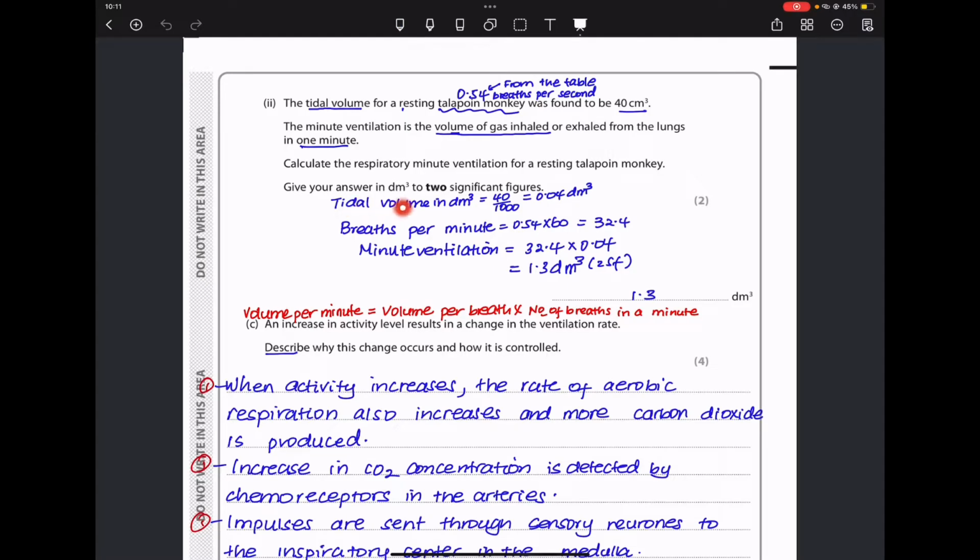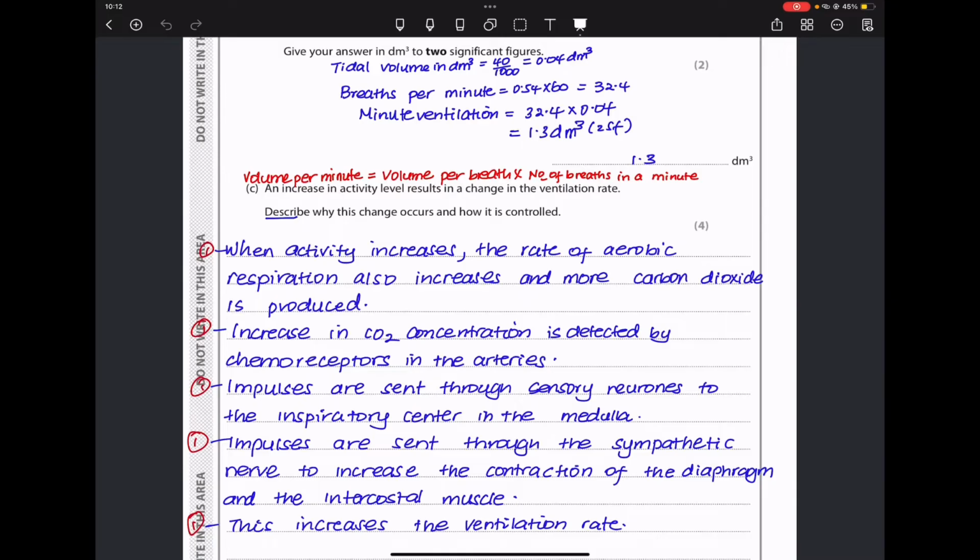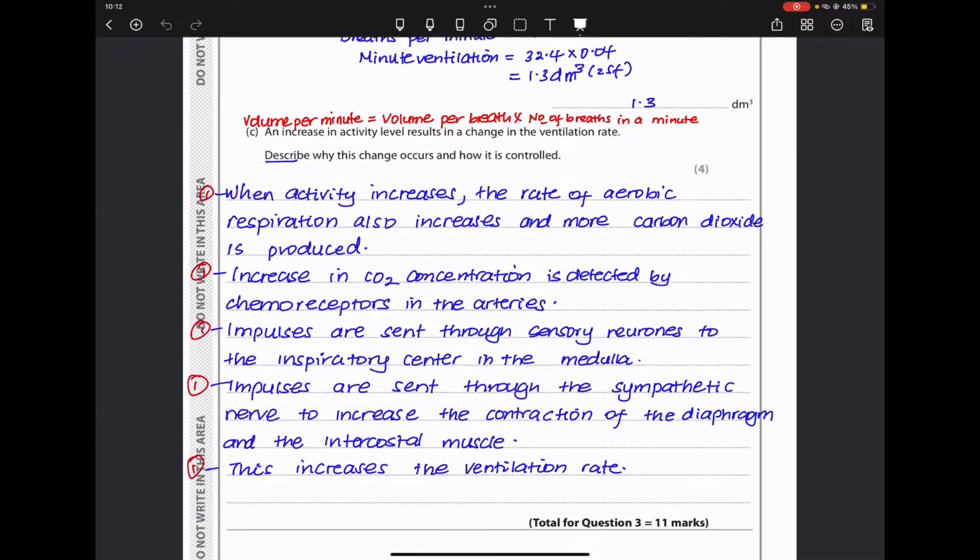From the information, the tidal volume in decimeters cubed is going to be 40 centimeters cubed divided by 1,000, giving us 0.04 decimeters cubed. And the breaths per minute is going to be 0.5 times 60, giving us 32.4. And again, here it's per minute. So minute ventilation is going to be that times that, giving us 1.3 decimeters cubed to 2 significant figures, and that was my answer.